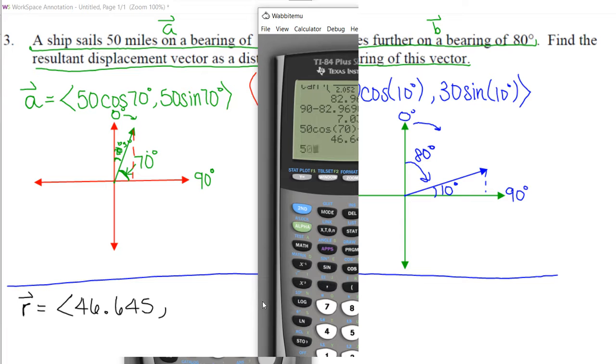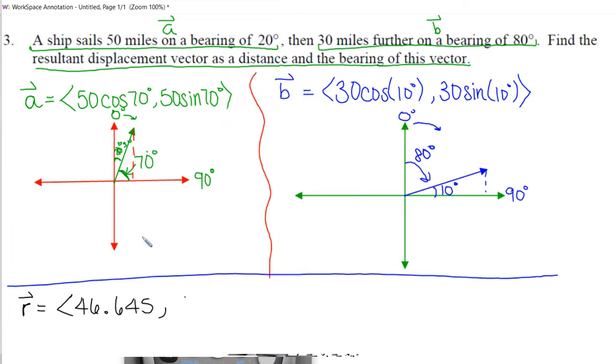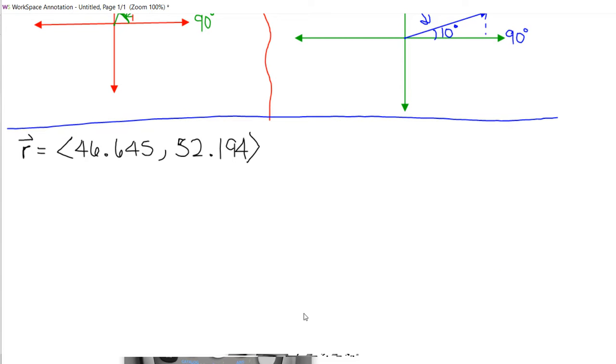Now we're going to add the y's together. So 50 sine of 70 degrees, close the parentheses, plus 30 sine of 10 degrees. That will give us 52.194. Now we got our component forms for this one.